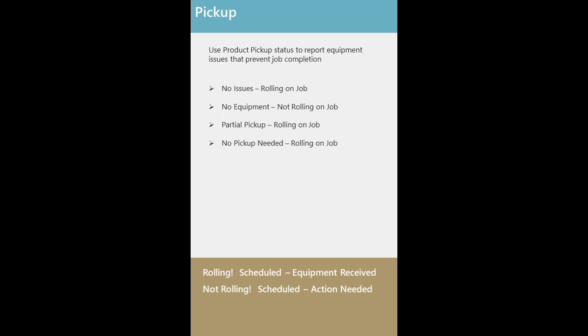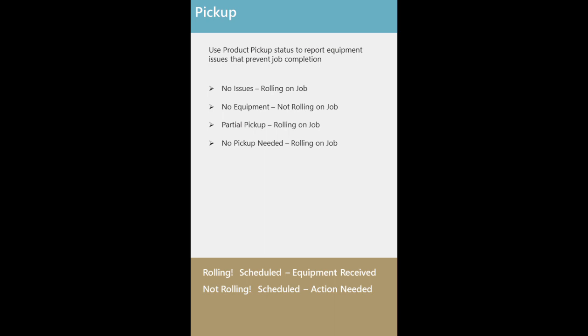If all products are picked up, choose No Issues. If some or all of the equipment is not available for pickup, but the servicer cannot roll on the job for today, choose no equipment. If some products are unavailable but the servicer can roll on the job today, choose partial pickup. If the servicer is not needed to perform the delivery but will be completing the installation, choose no pickup needed. Servicers should document which items are not available to be picked up and why that is so.